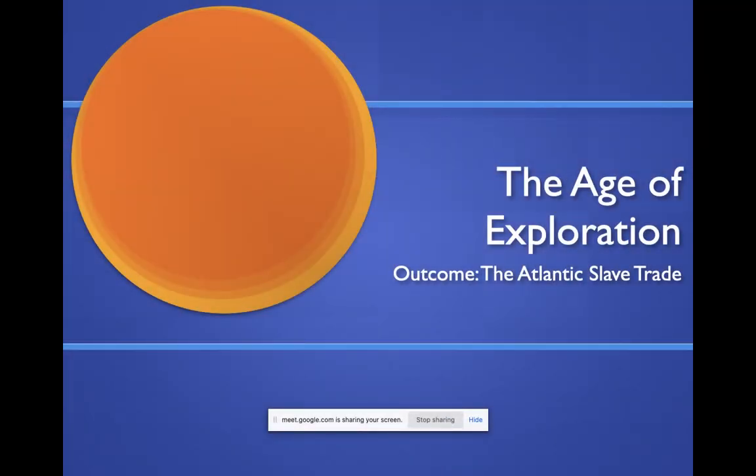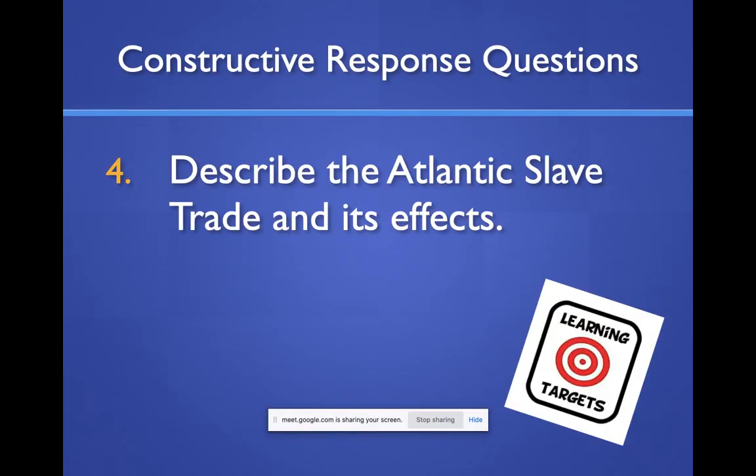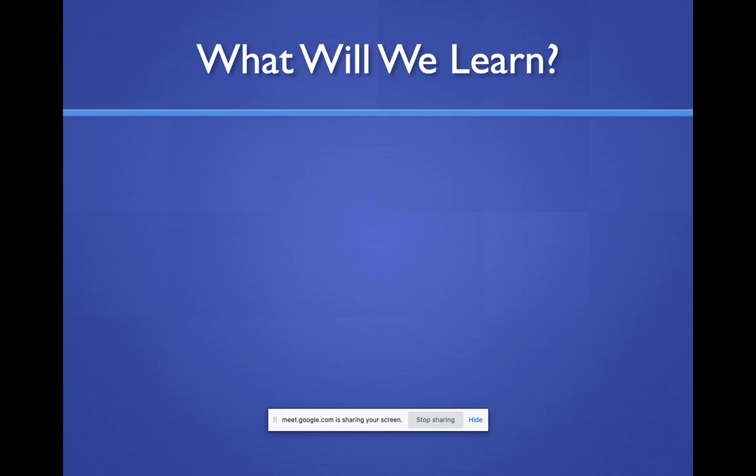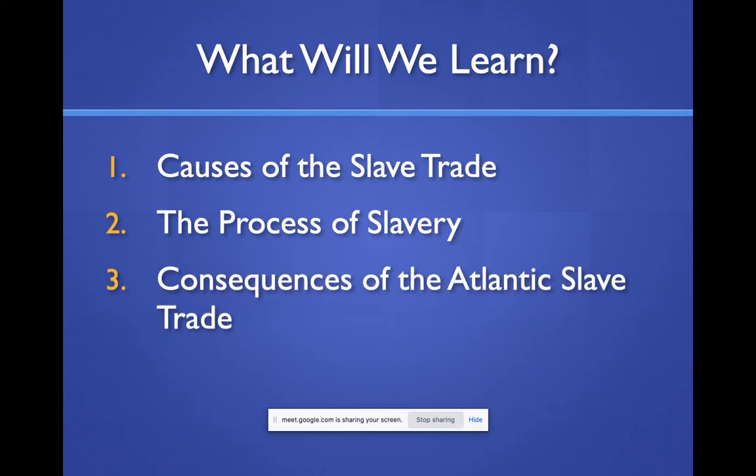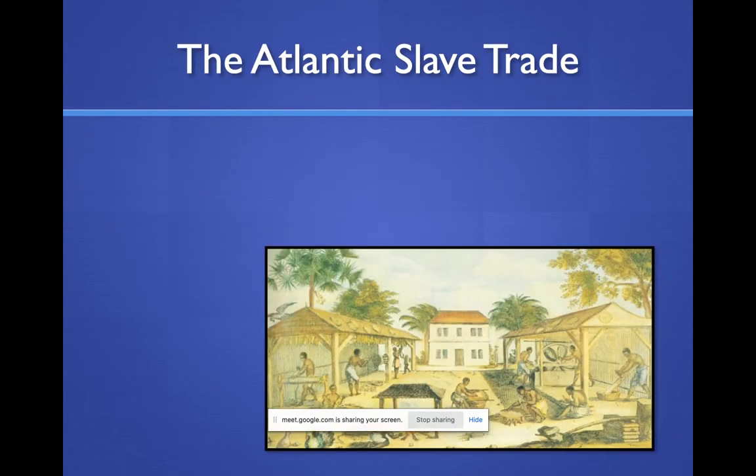So this is what we're talking about today, the Atlantic slave trade and its effects. We're going to look at the causes of the slave trade, the process of slavery, and then the consequences of the slave trade. And this is, in my opinion, and most other historians will tell you, one of the most devastating and horrific world events that has ever taken place, that impacted the entire world in such a negative way. And that's why it's important that we understand the causes, the process, and the consequences of it.